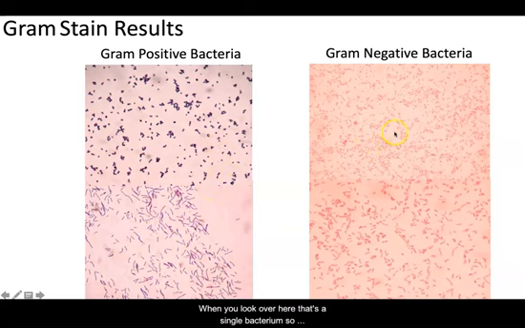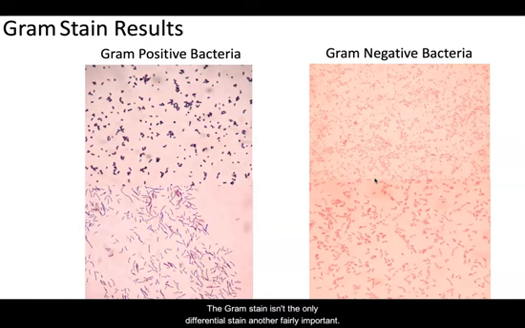When you look over here, that's a single bacterium. So again, a circle in color. This also looks more like a dash or hyphen. And so we call that a rod-shaped bacteria. But these are both pink, and so we conclude these are gram-negative bacteria. So that's the power of the gram stain and how those results would be obtained.